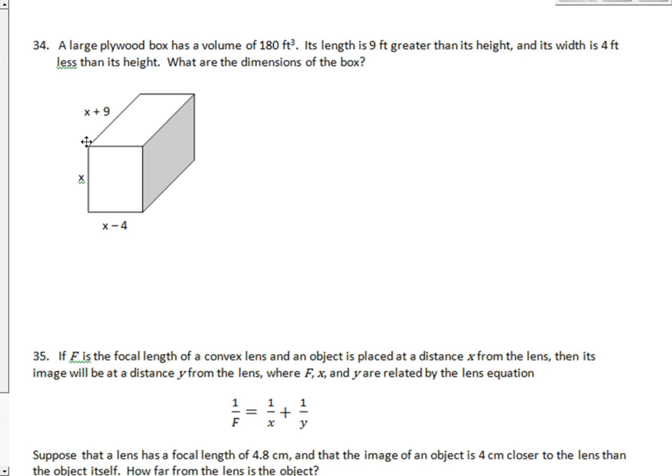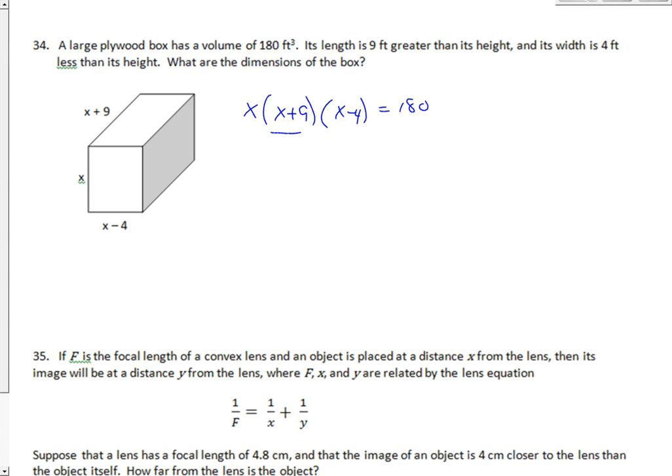So the height is x, the length is 9 feet greater, so x plus 9, and the width is 4 feet less, so x minus 4. We have to understand how to find volume. Well, to find volume, you multiply length times width times height. So that is x times x plus 9 times x minus 4 is equal to 180.